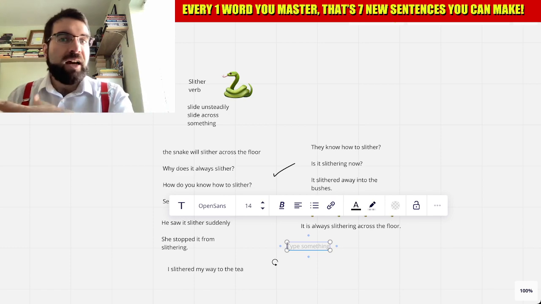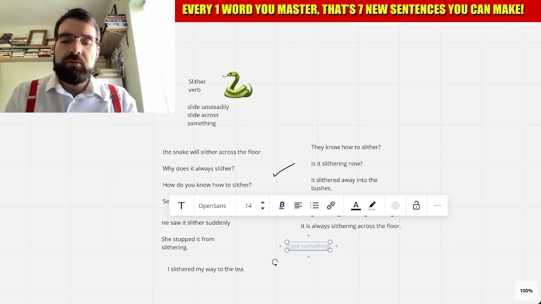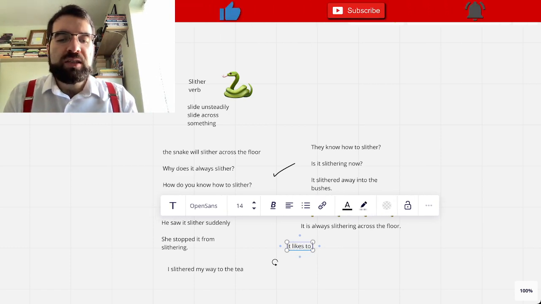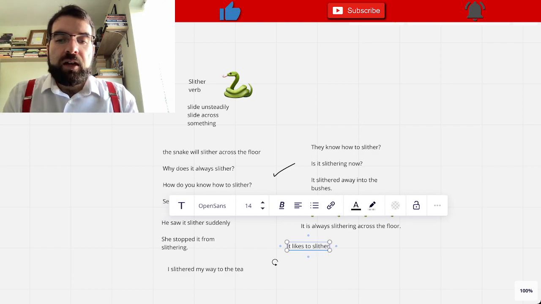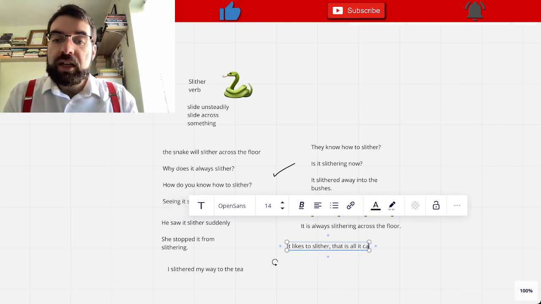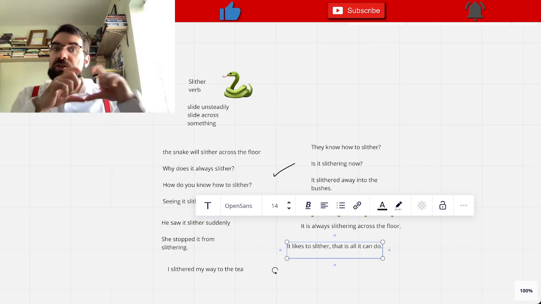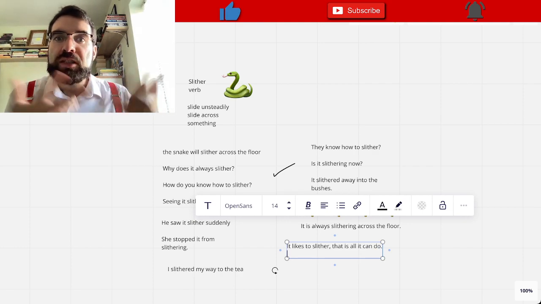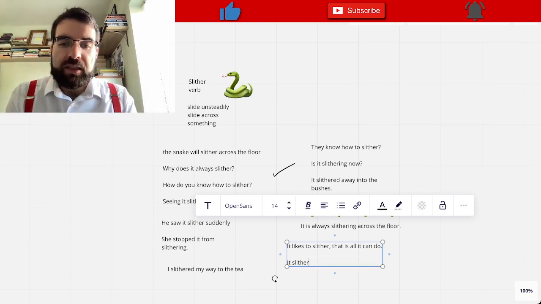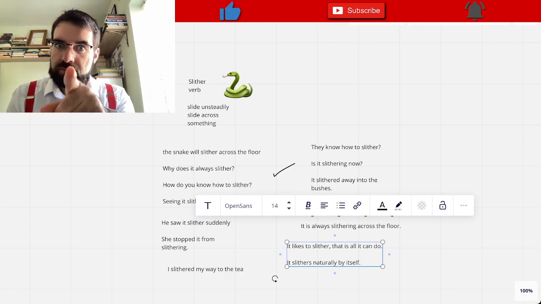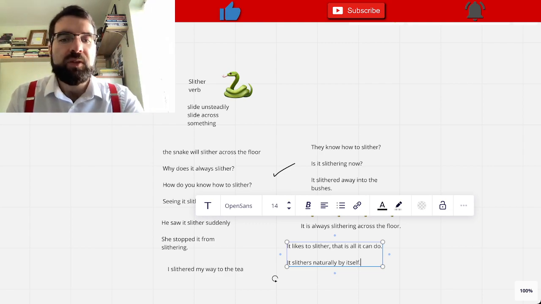It is slithering now. It likes to slither. That is all it can do. That's what it does naturally. It slithers naturally by itself. How cool is that? Slither.